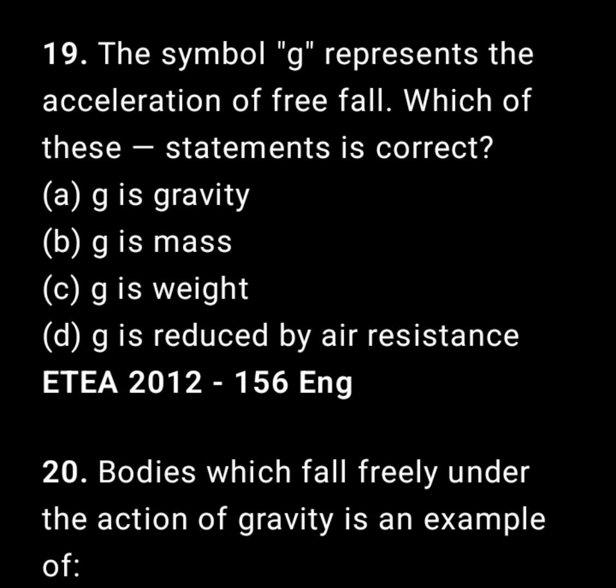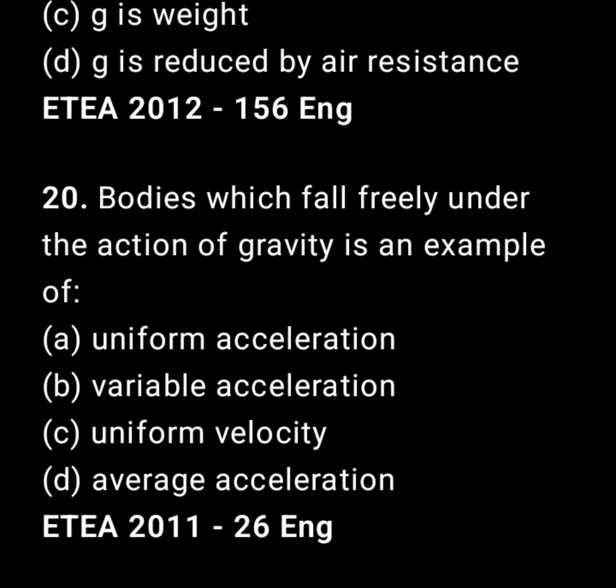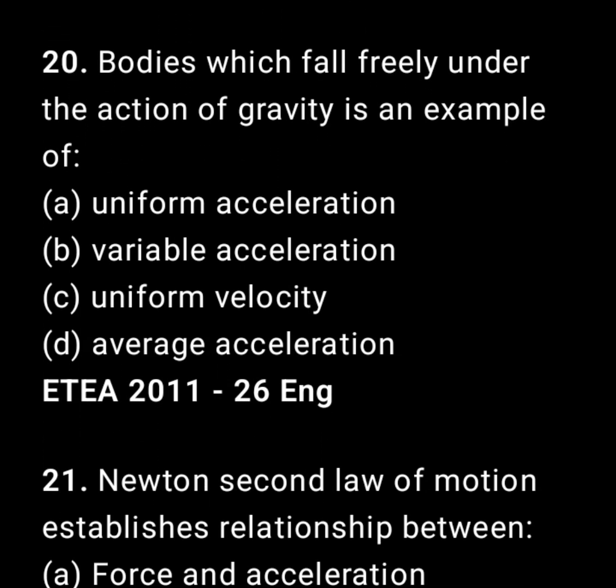D. G is reduced by air resistance. ETA 2012-156 Eng. 20. Bodies which fall freely under the action of gravity is an example of A. Uniform acceleration. B. Variable acceleration. C. Uniform velocity. D. Average acceleration.